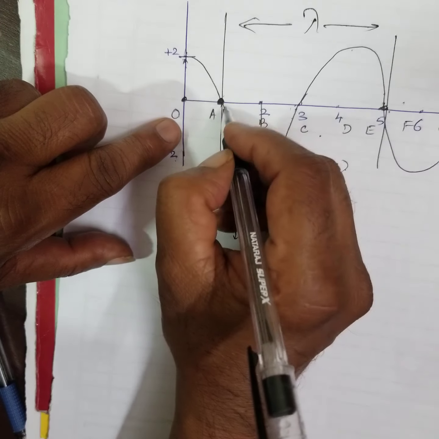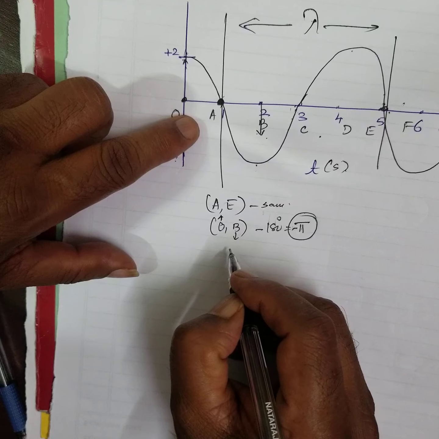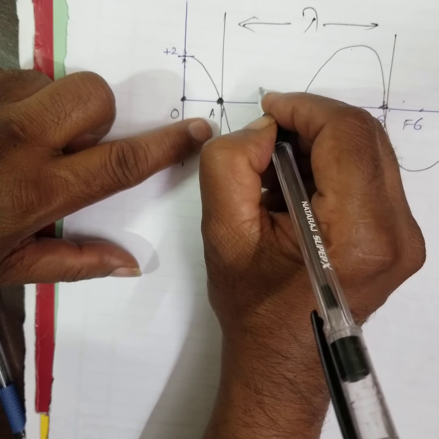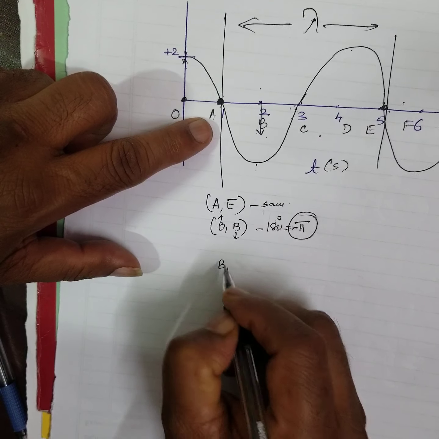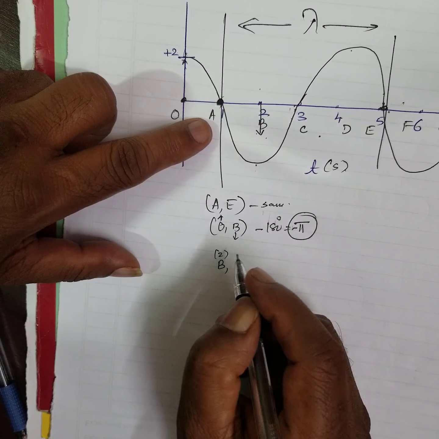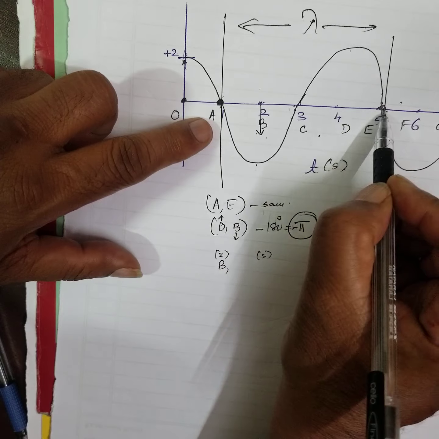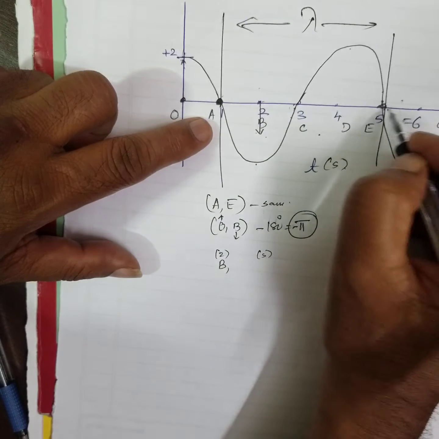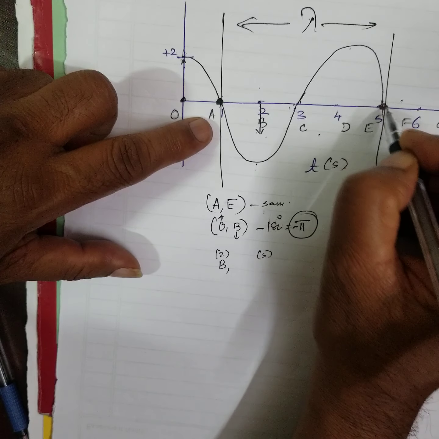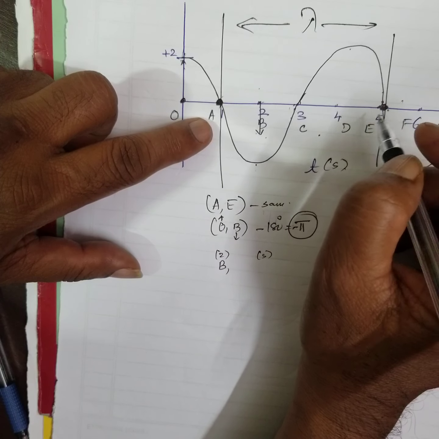What is the phase at 2 seconds? Right, 2 seconds means B. That means at 2 seconds and 5 seconds, 5 seconds is where it comes here. That means it is coming down. This is at 0. What is the phase between them?